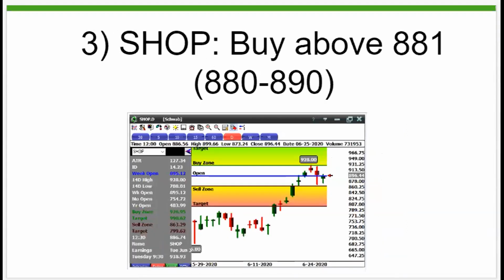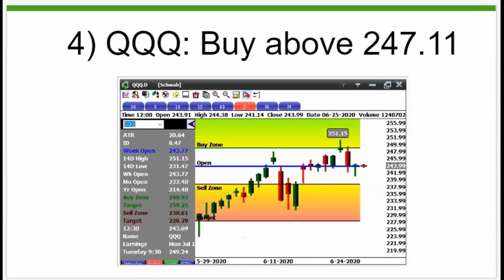All right, Shop. This is a new one for me. I've never been in Shop, but I bought Shop. Shop went to 928 this week. I put Shop on again. I'm going to take it for another dance. Shop. And that's a spread there, 880 to 890. And then finally, the QQQ, if you look at it, got above 247.11 on Monday, and we went up to 251, and we took our profits.